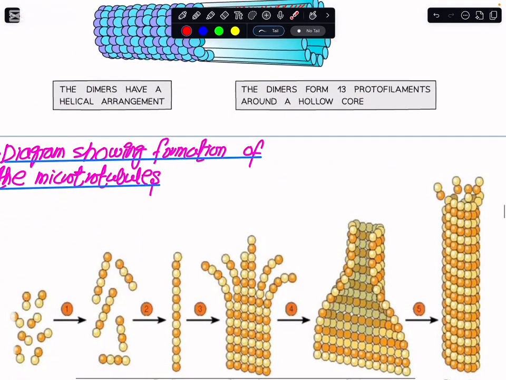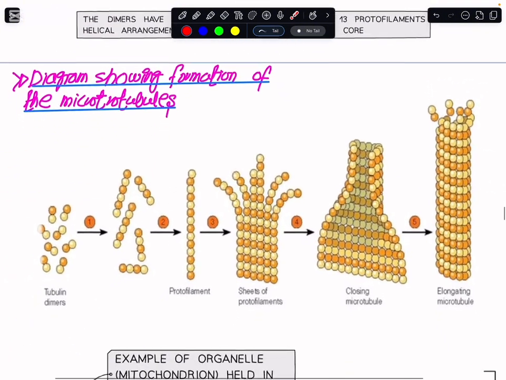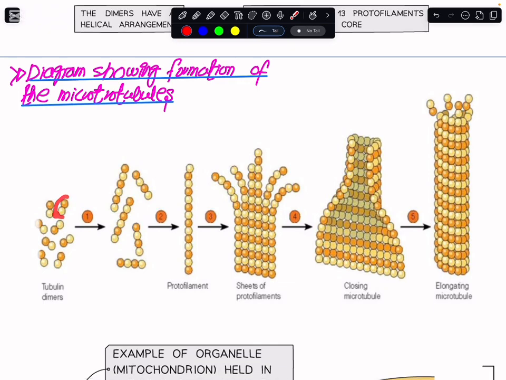Now here is another diagram to make your concept clear about how this is happening. So again, you see I have got the dimer.